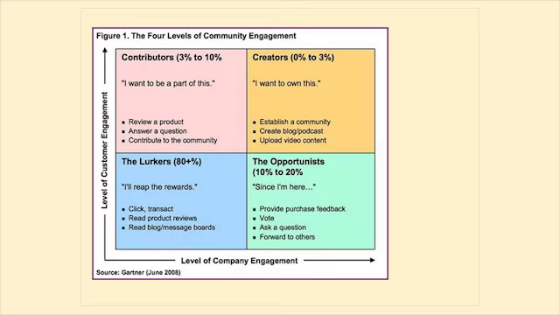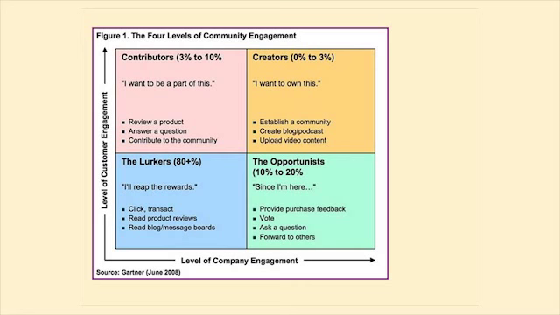It helps you identify the champions and the potential troublemakers. It makes you aware of opportunities and how to make the most of them, as well as risks and how to best manage them. I'm sure many of you have heard of Gartner's 4 levels of community engagement. They break the community up into 4 roles: creators, contributors, opportunists, and lurkers, and have identified percentages for each.